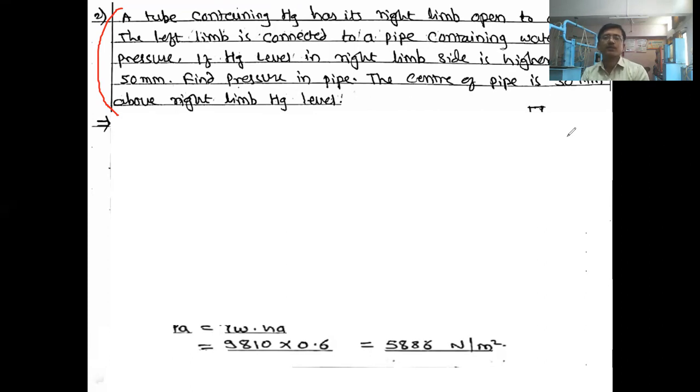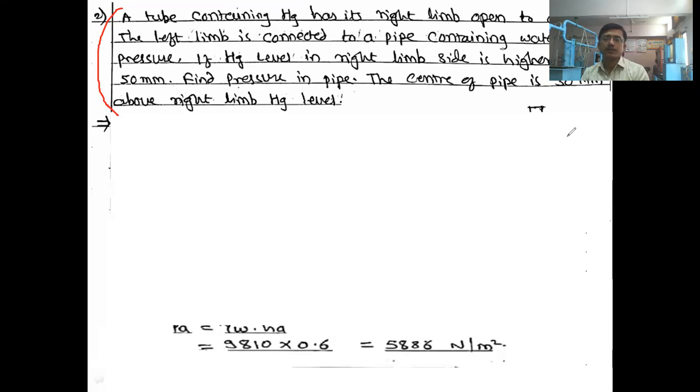If mercury level in the right limb side is higher by 50 mm, find the pressure in the pipe.